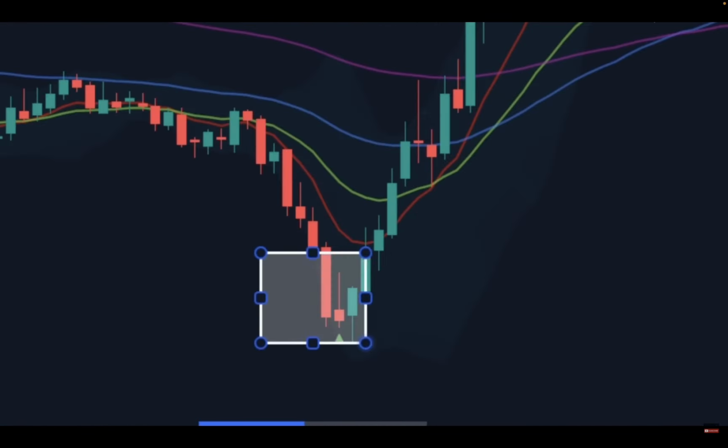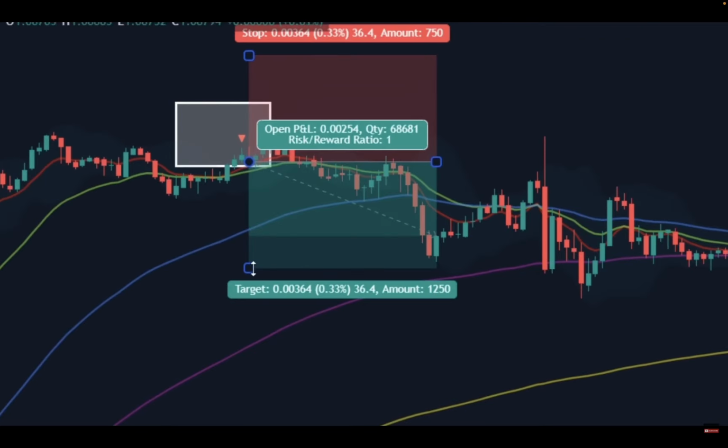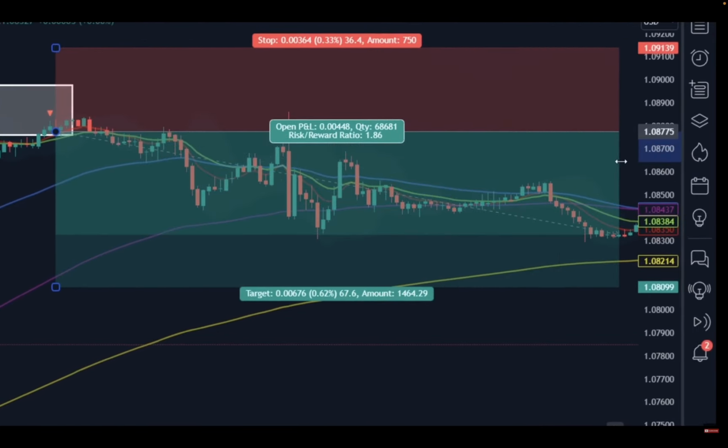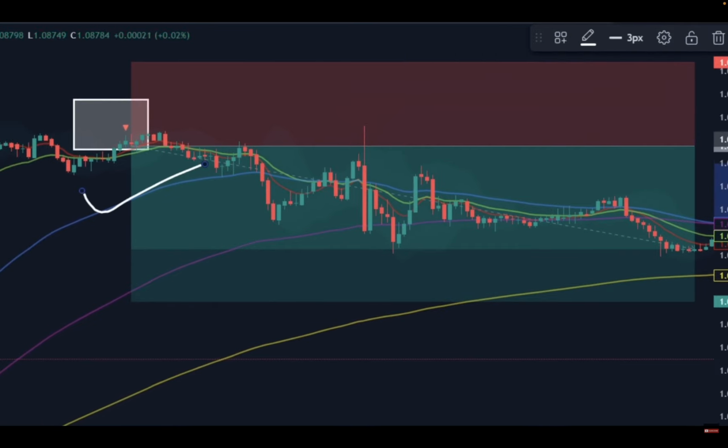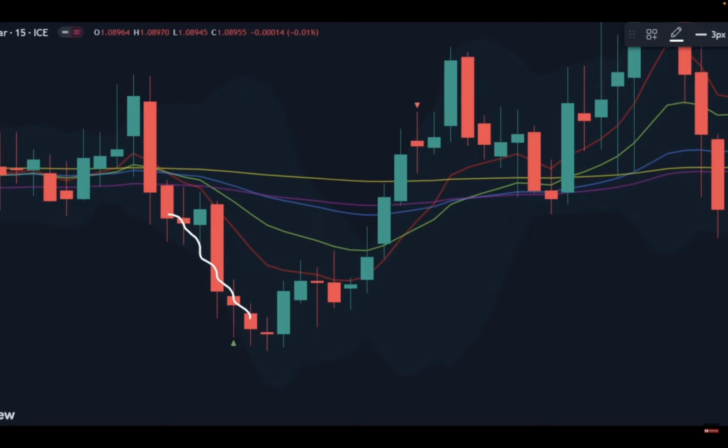Look at the chart. These arrows have already become much more accurate than before. But we need only perfect entries. To learn how to take perfect entries without losing any trade, watch the next part of the video carefully. Buy setup. We'll use the right combination of both indicators to get scalping signals.